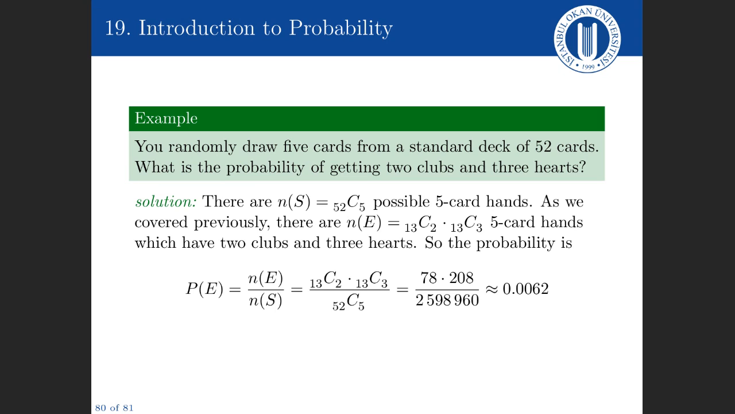And one final example. You randomly draw 5 cards from a standard deck of 52 cards. What is the probability of getting 2 clubs and 3 hearts? First of all, how many different 5-card hands are there? There are 52 choose 5 different possible 5-card hands. So the number of elements in the sample space must be 52 choose 5.